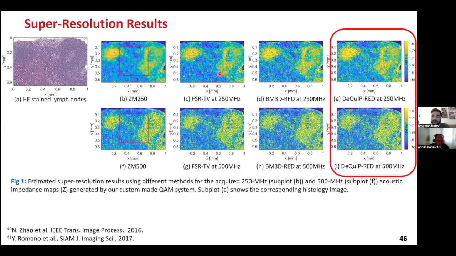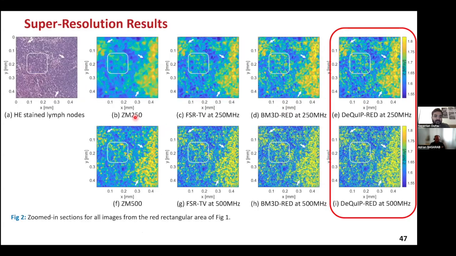And I compare with two different standard techniques. One is the total variation based analytical method, a super resolution technique, and this is the RED with BM3D. So this is the Gaussian based BM3D model, and this is our proposed adaptive model. Now for a better comparison, I just zoomed in to this section from the image, and this is the zoomed in version.